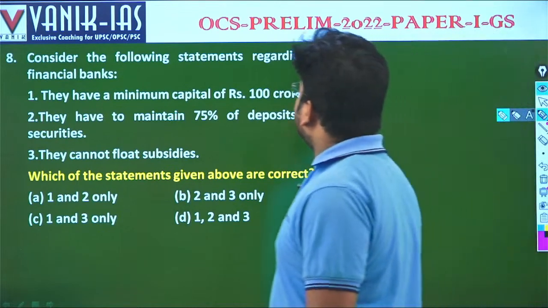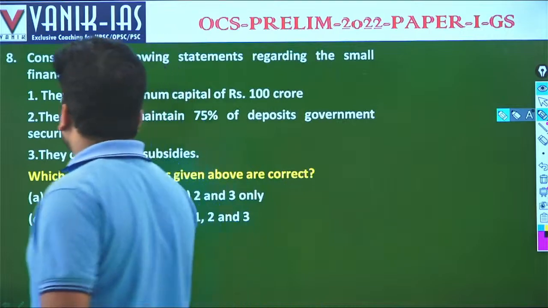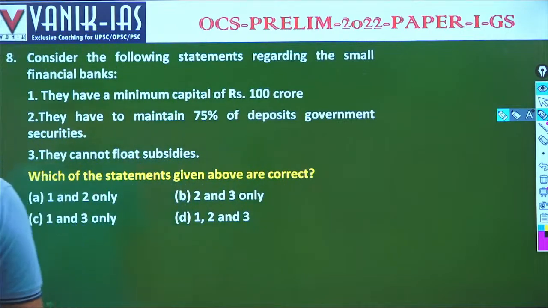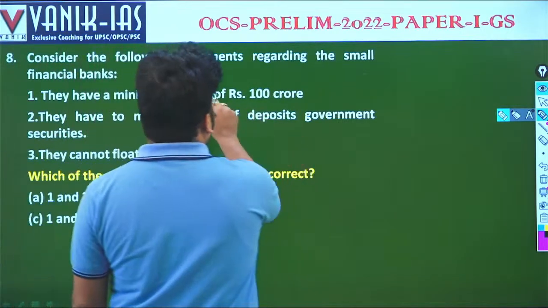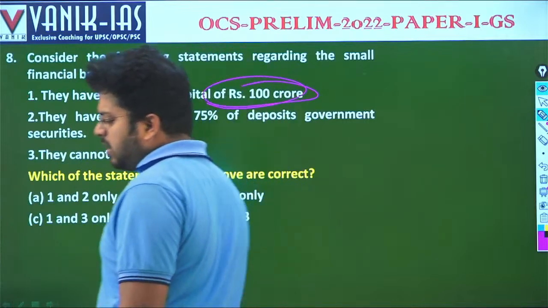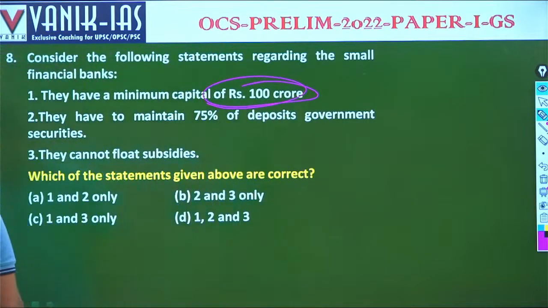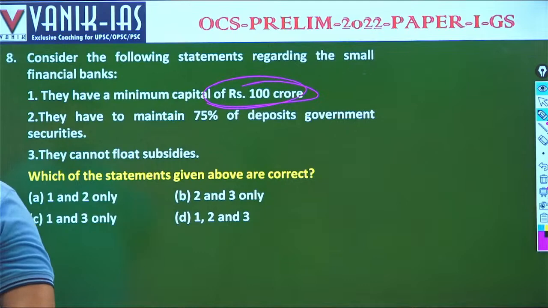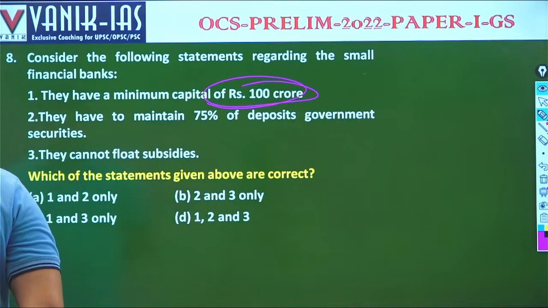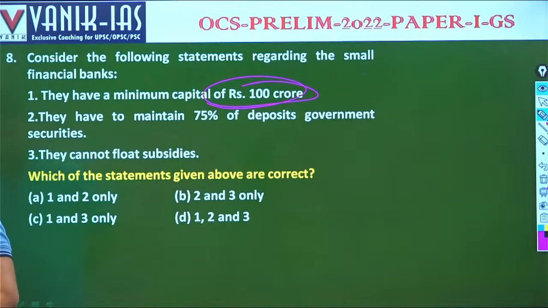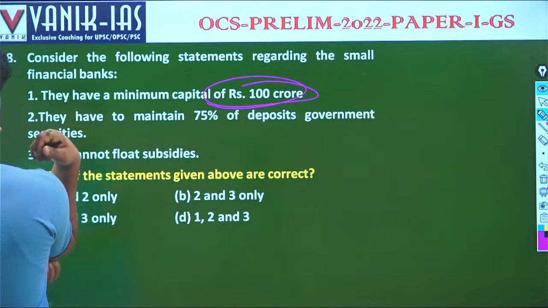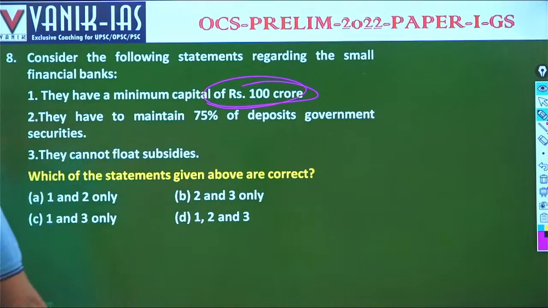Consider the following statements regarding small finance bank. Small finance bank, they have a minimum capital of 100 crore. Yes, you need a minimum capital of 100 crore to establish a small finance bank, right? To be recognized by the RBI as a small finance bank, you need 100 crore of capital. They have to maintain 75% of their deposits as government securities. No, this is wrong. They cannot float subsidies. Which of the following statements are correct?